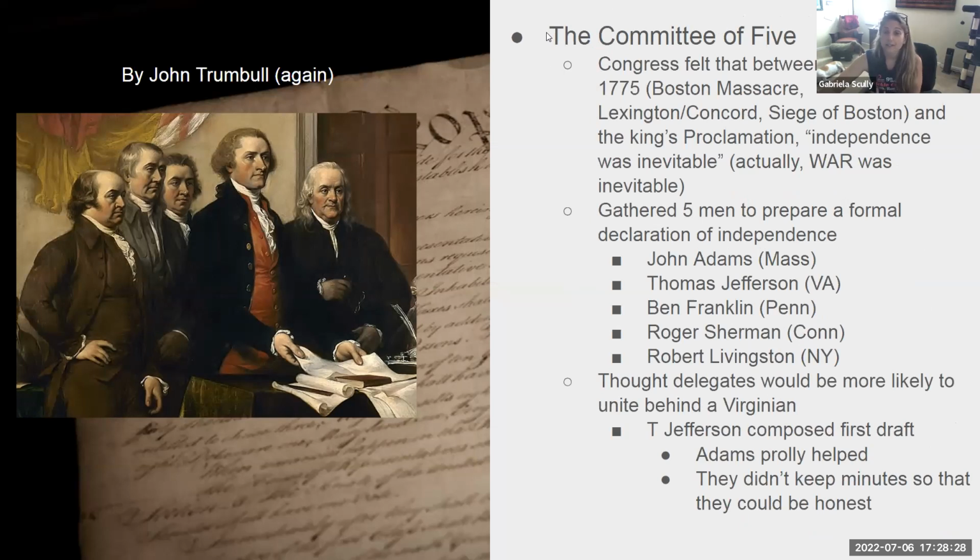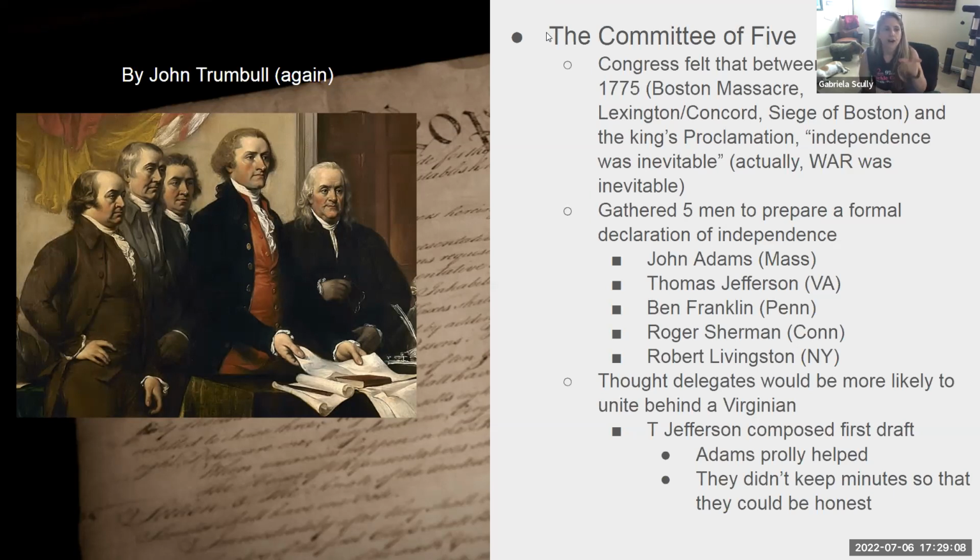Congress is feeling like, look, war is going to be inevitable, between the Boston Massacre, Lexington and Concord, the Siege of Boston, and the King's Proclamation. And it says in the packet that independence was inevitable. I think that's a misnomer. It's really just that war is going to be inevitable. If we win the war, we'll get our independence, but war is inevitable. So now it's 1776. The Lee resolution is out there, and Great Britain says we're in rebellion, but we've got to declare our independence.